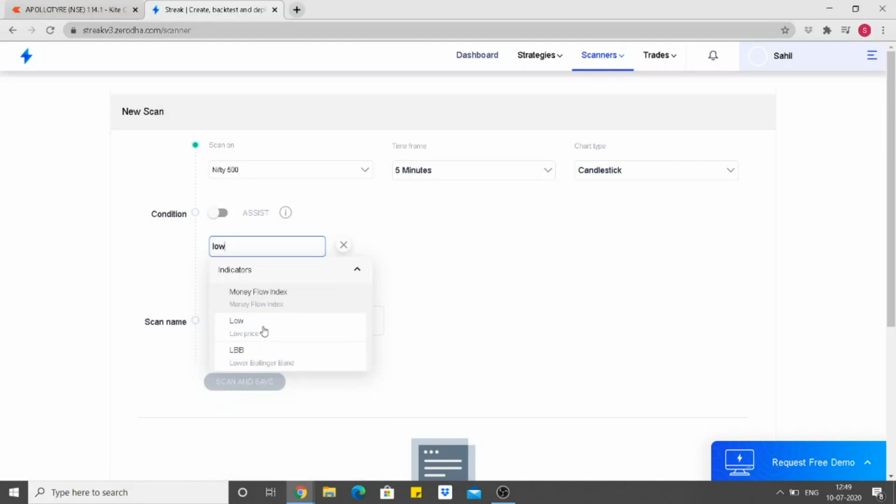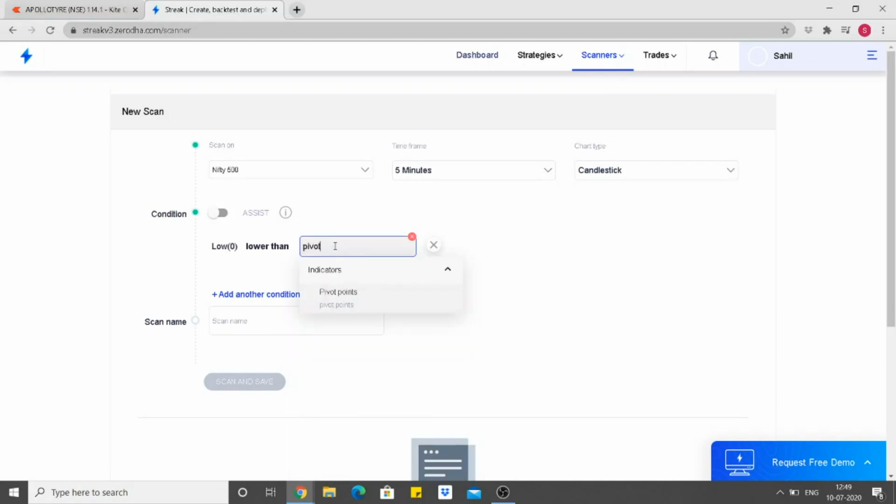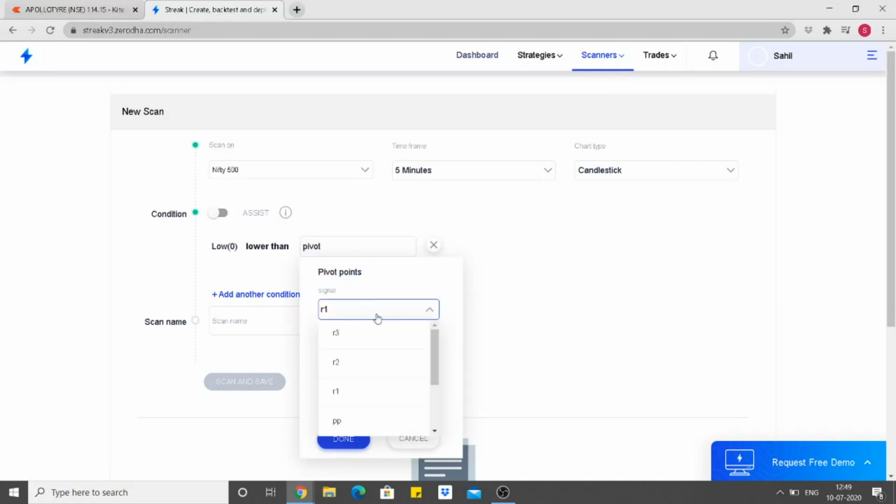So first, lower than pivot points, S1 level we'll be choosing. You can choose any level. You have 7 options here. You can choose any levels you please. The type is standard. We also have an option to set it as Fibonacci, but I will be using standard.